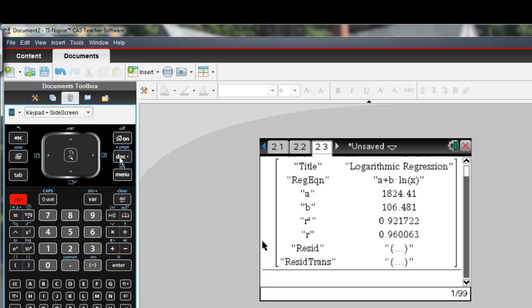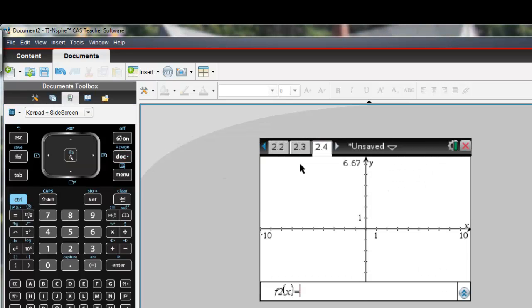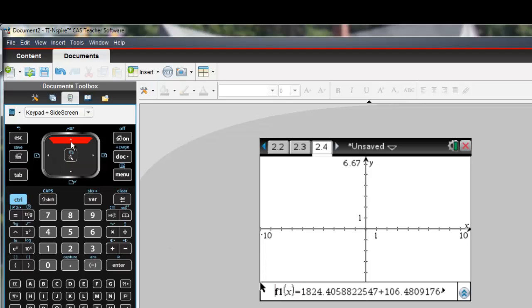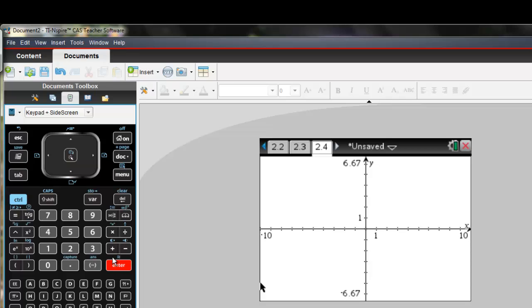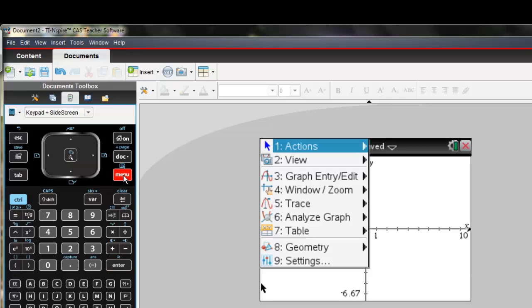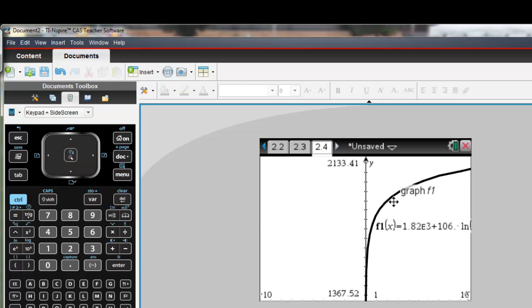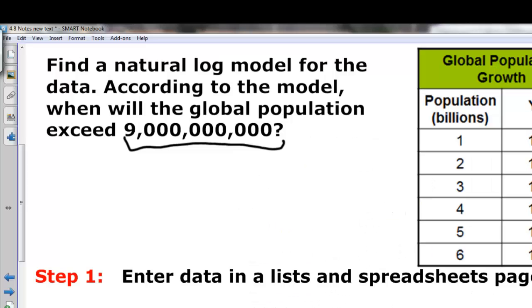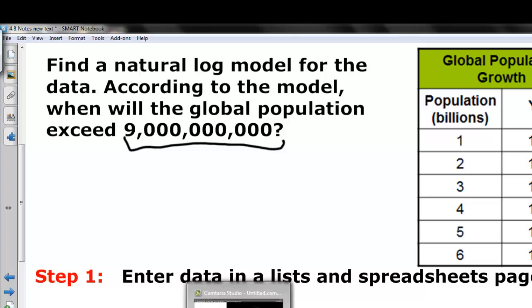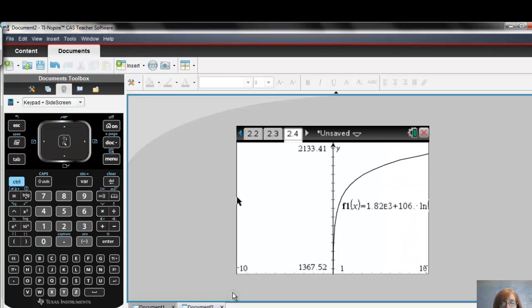Let's graph this. Control Doc, graphs, add a graphs page, and I want to go, it's F2, but I want F1. Up click, push enter, and now to see this, we could try to do menu zoom fit. Let's see if that works out for us. There's our graph, and the question for this was, when will the global population exceed 9 billion people? So when will that global population exceed 9 billion people?